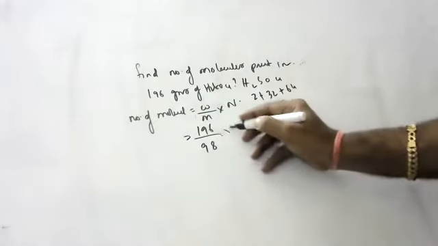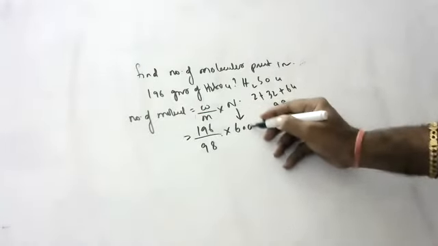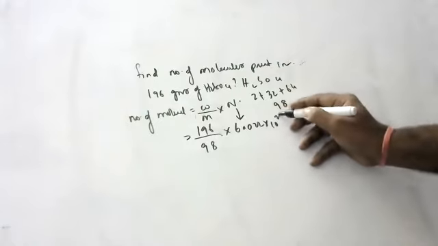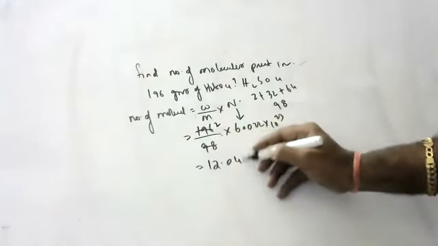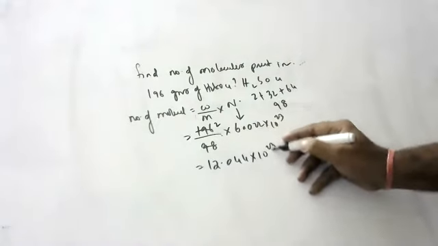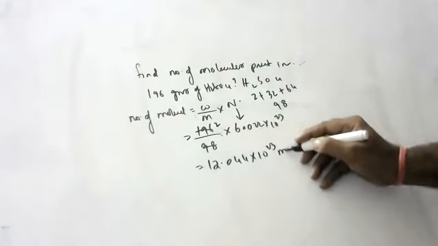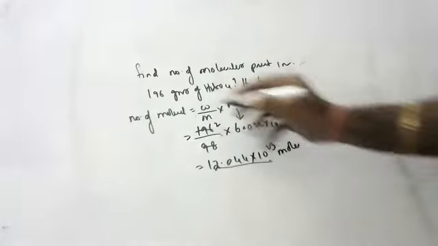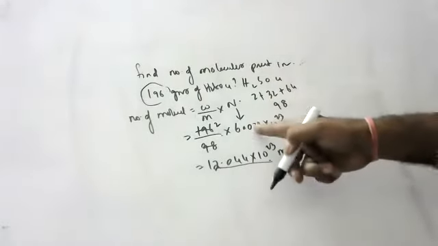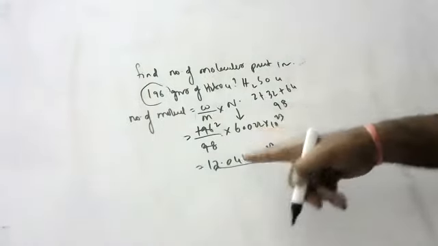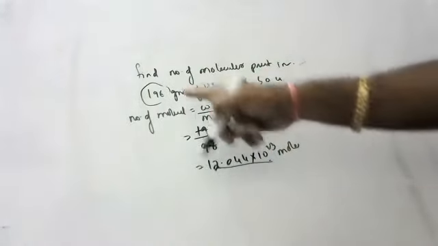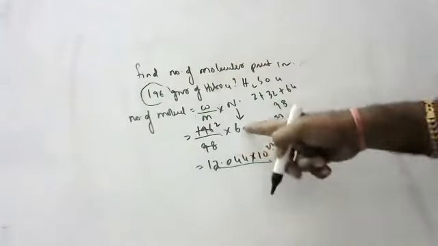That is equal to 98. Avogadro number is 6.022 into 10 power of 23. This is 2, so 12.044 into 10 to the power of 23. This many molecules are present, children. In 98 grams, this many. In 196 grams, this many, because it has doubled, so this also doubled.